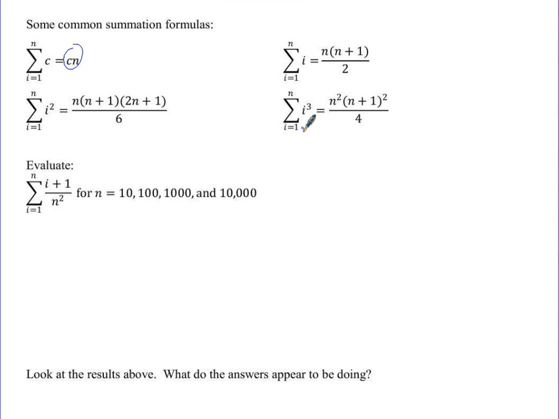And finally, the last one, from i equals 1 to n of i to the third, this time becomes this one right here: n squared times n plus 1 squared, all divided by 4. Come up with a way to have those memorized. They are important.